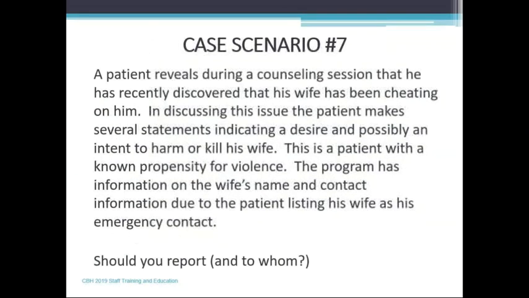So case scenario number 7: a patient reveals during a counseling session that he has recently discovered that his wife has been cheating on him. In discussing the issue with the patient, the patient makes several statements indicating a desire and possibly an intent to harm or kill his wife. This is a patient with a known propensity for violence. The program has information on the wife's name and contact information due to the patient listing his wife as an emergency contact. So is this a case where you should make a report, and to whom would you make a report in this situation? I'll give you a minute to chime in with your answers.